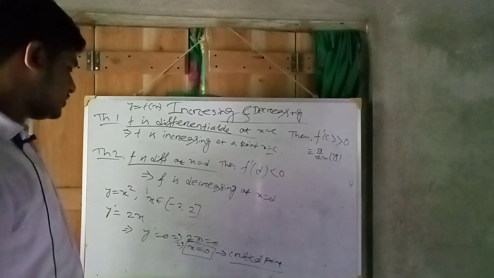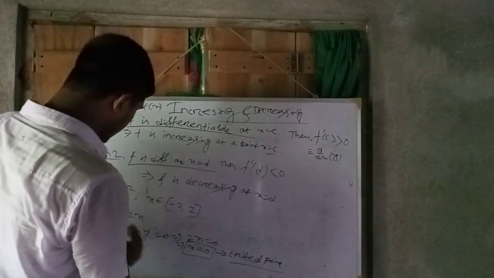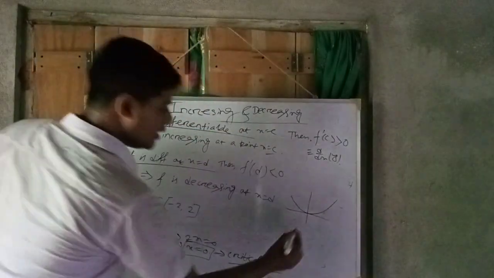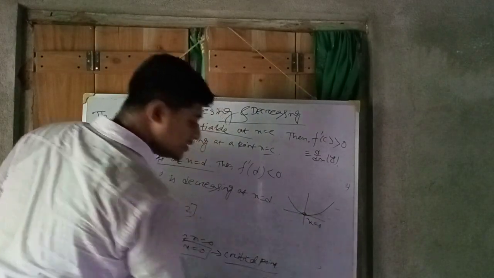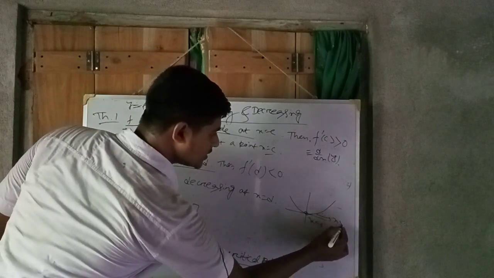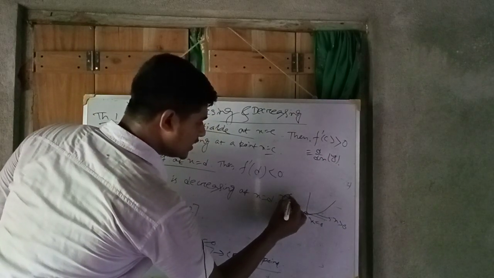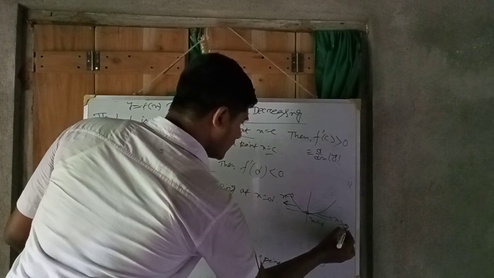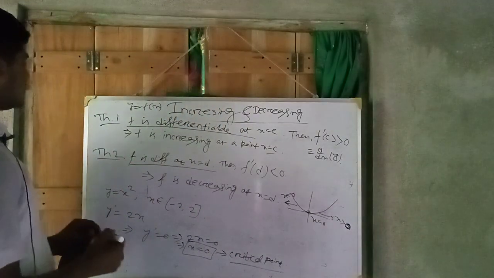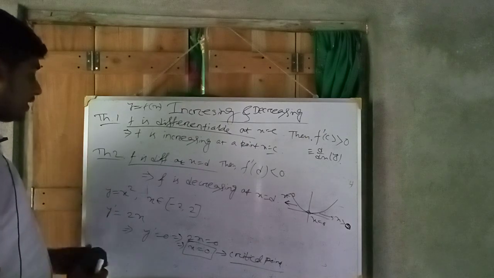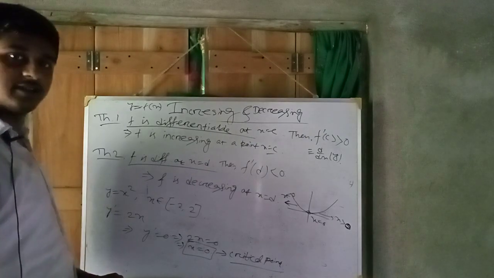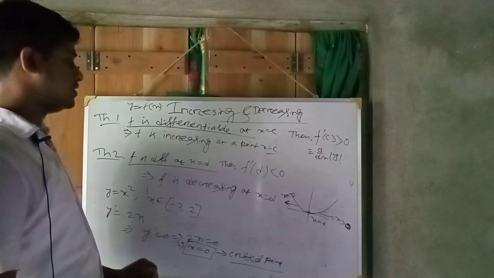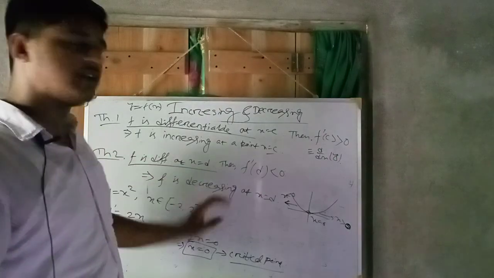Okay. So what is the graph of y equals x square? This x equals 0 is a point. This is my x greater than 0. This is my x less than 0. Okay, this is very simple. Now, according to our theorems 1 and 2, f dash of c is either greater than 0 or less than 0. Only in these two situations can we conclude the increasingness or decreasingness.